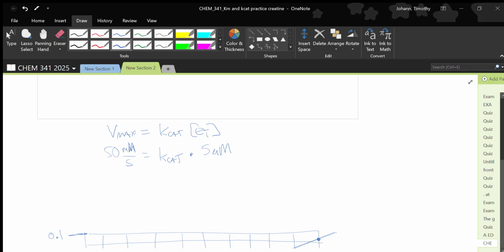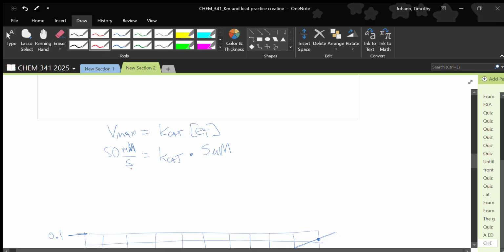Units, right. I need to have these in the same units. So units must match. Anybody know how many millimolar are in a micromolar? 1,000, right. So I can convert either way to make them match. But what I'm going to do is say, so we said micromolar and a millimolar.